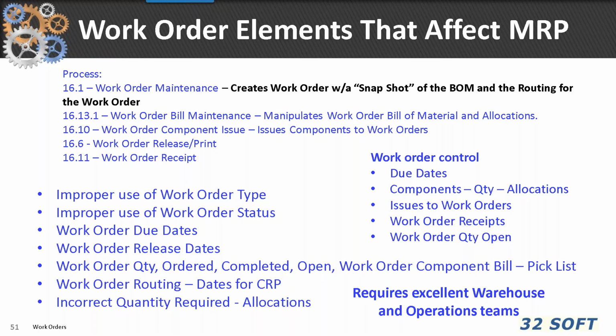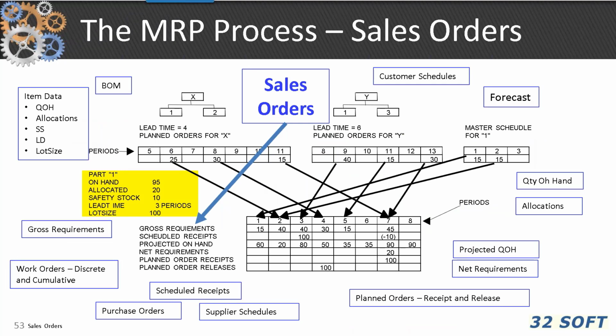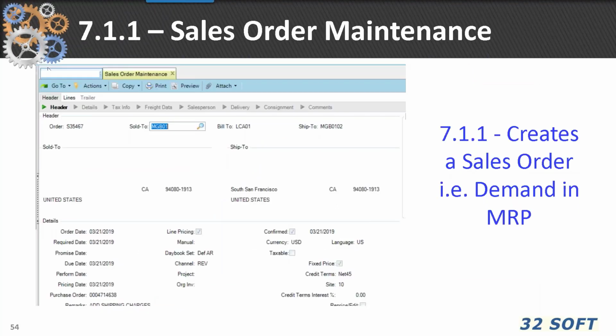A sales order in the QAD ERP application represents a specific customer request for product or services. Sales orders initiate the process of fulfilling customer demand by creating a formal record of items requested by customers. Sales orders provide critical input to MRP as this is the demand for products. By processing sales orders, MRP can calculate net demand, plan production, and ensure sufficient inventory is available for future customer orders. The sales order represents a portion of the gross requirement in the MRP grid. As the old saying goes, if you don't sell it, don't make it.